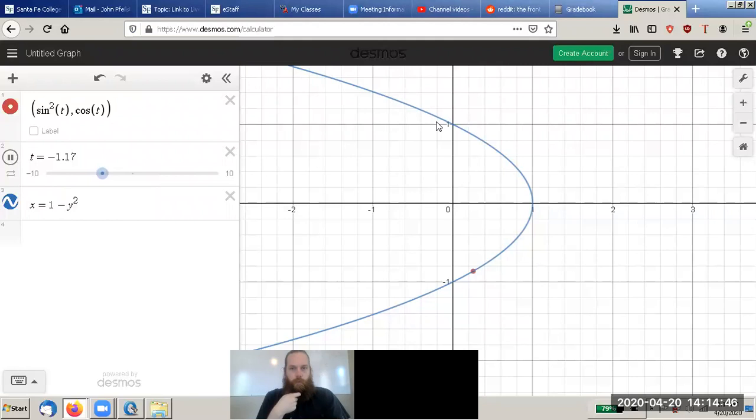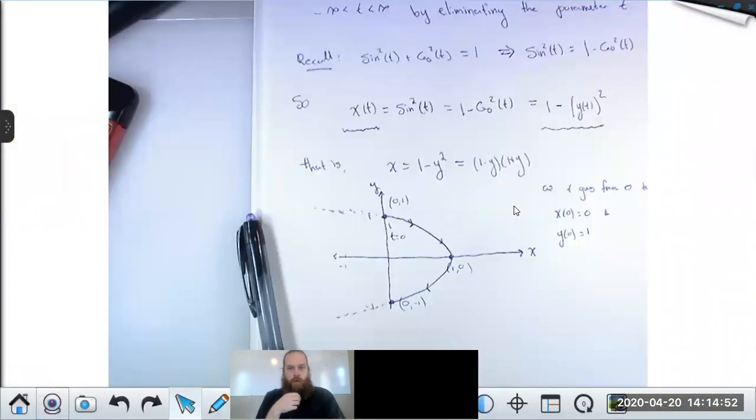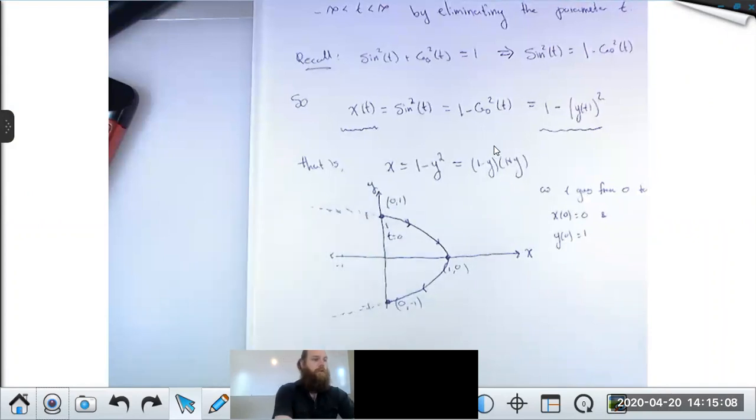So this little red ball that you see bouncing around on this parabola, you can think of that as the ant that's walking along this path. We were able to find out what the shape of that path looks like by eliminating the parameter. That came from the Pythagorean identity, sine squared t plus cos squared t equals 1. And then just thinking about the range of the sine and cosine function.